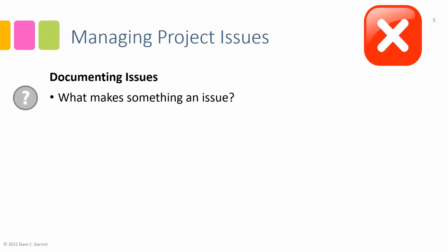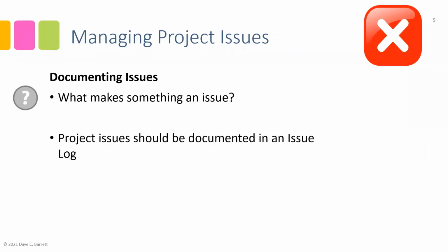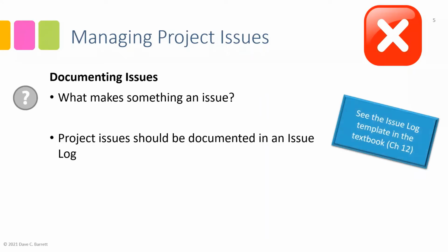So it isn't just anything that happens during the project. It's not just the day-to-day conditions that happen. They're the things that, if you don't do something about it, will affect the performance of the project. And so that's what makes something an issue. Project issues should be documented in a document called an issue log. An issue log is a formal document. You can see the issue log template in the textbook in chapter 12, and it's important to use it.